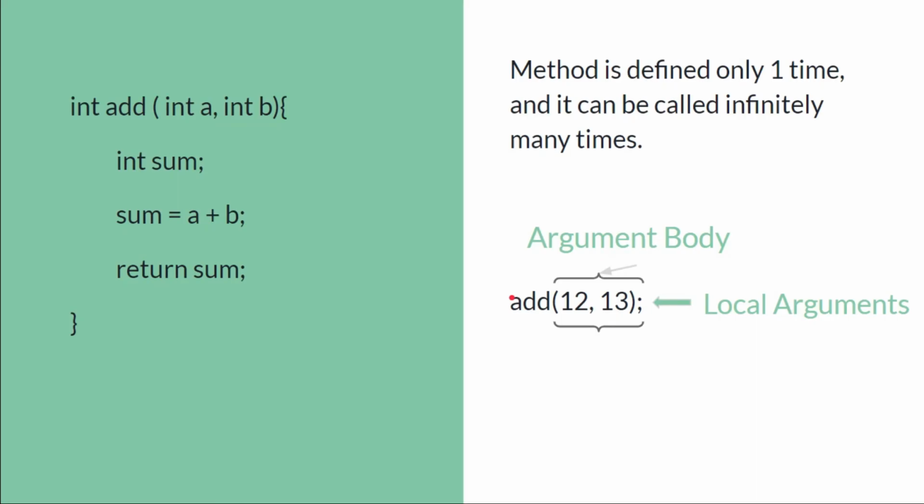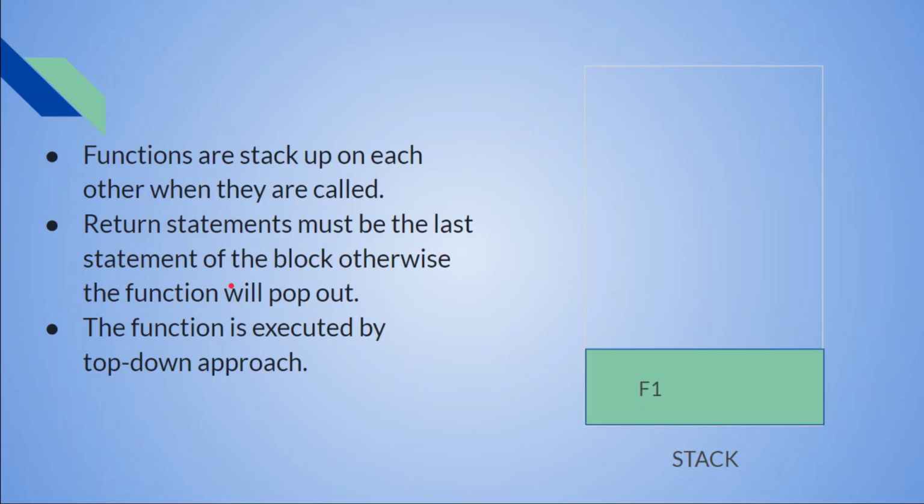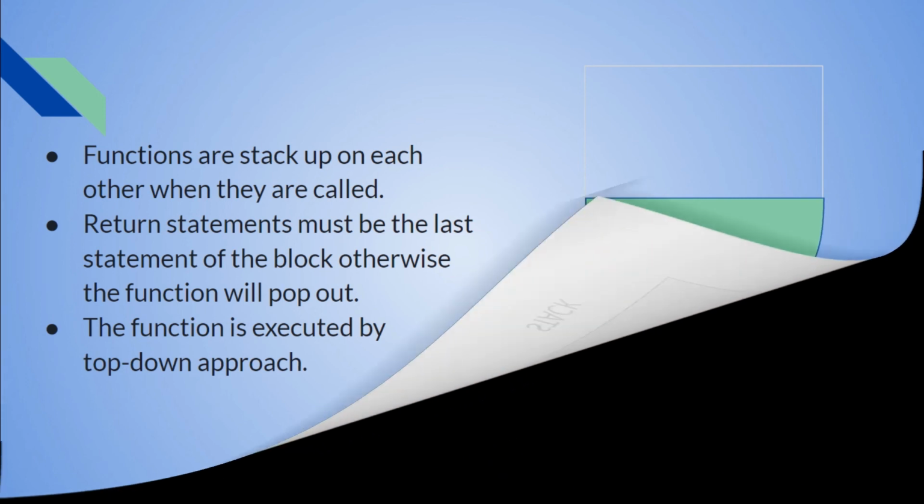Also, a function is executed in top-down order, meaning the instruction which is written on the first line will be executed first, then the second statement, then the third, and so on. Means the instructions are executed from top to bottom.